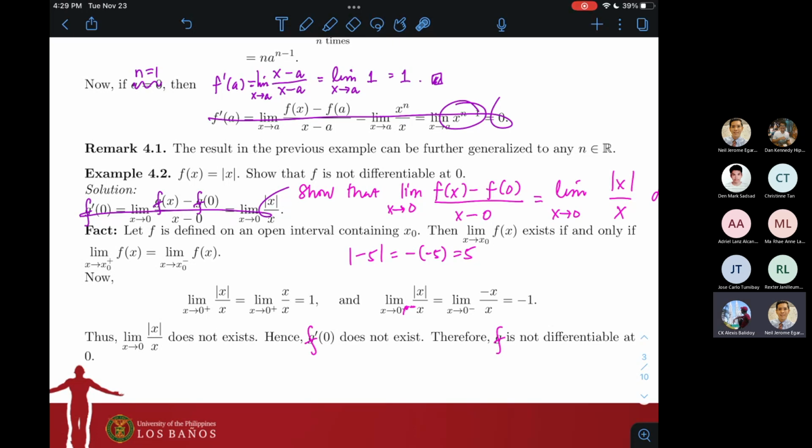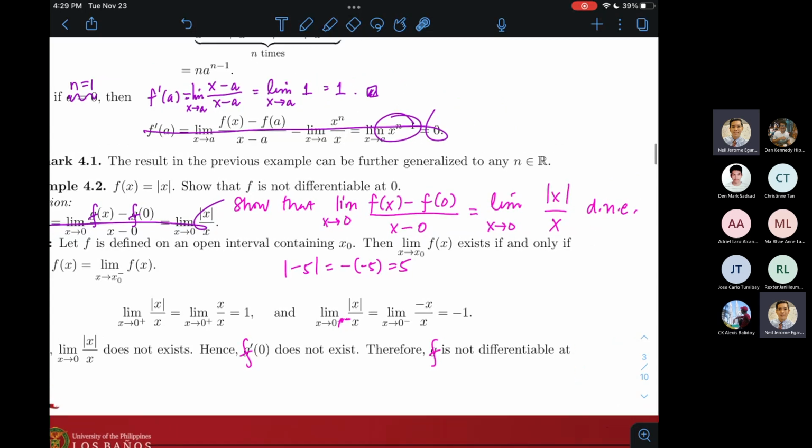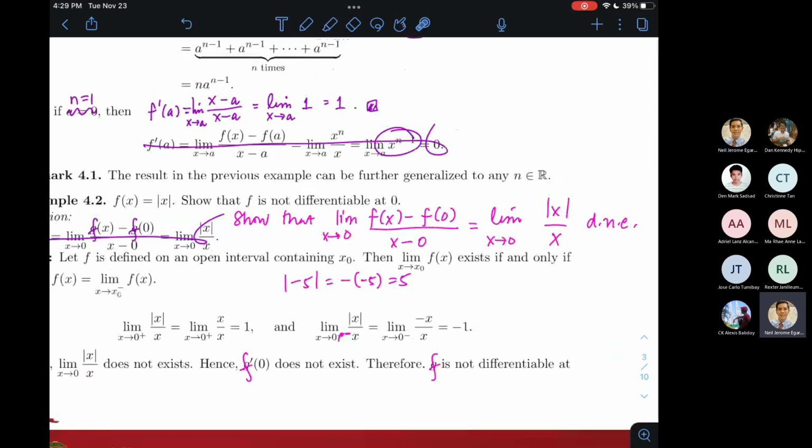Sir, dapat wala po bang cusp? Yeah, that's right, CK. Thank you. So dapat walang cusp. Yung cusp ay yung mga ganito yung itsura. So it is not differentiable at this point kasi meron diyang cusp. Ano pa? Meron pang dalawa.